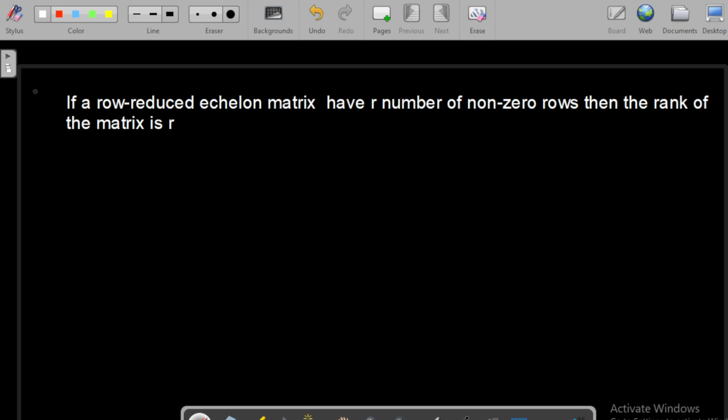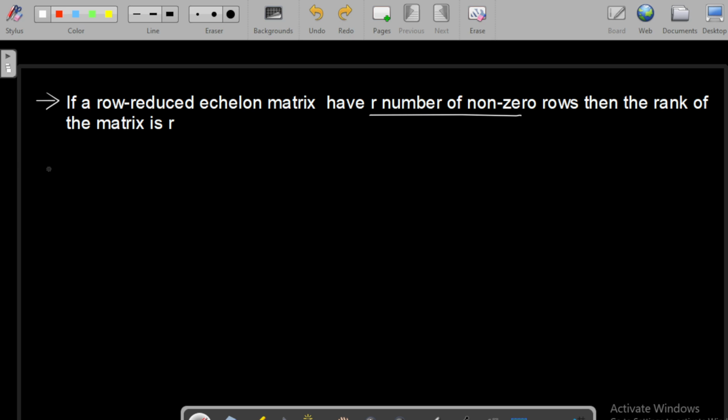So the theorem we will be using here is that if a row reduced echelon matrix has r number of non-zero rows, then the rank of that matrix will be r. So if there are r non-zero rows, then the rank of the matrix will be r. So we are going to use that theorem.